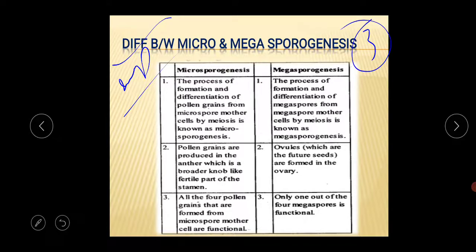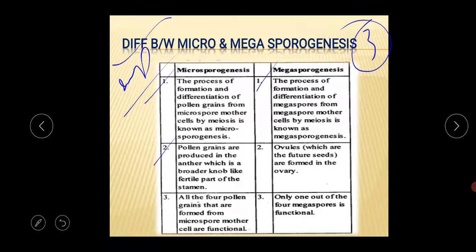The first point: microsporogenesis is the process of formation and differentiation of the pollen grains from the microspore mother cell by the meiosis process. And what is the meaning of megasporogenesis? The process of formation of megaspore from the megaspore mother cell, the MMC, by meiotic cell division, that's called megasporogenesis. So during writing you have to remember 2 to 3 points. First is the definition. Second is from where we are getting the microspore and megaspore. And third is by which cell division we are getting them, by meiotic cell division.